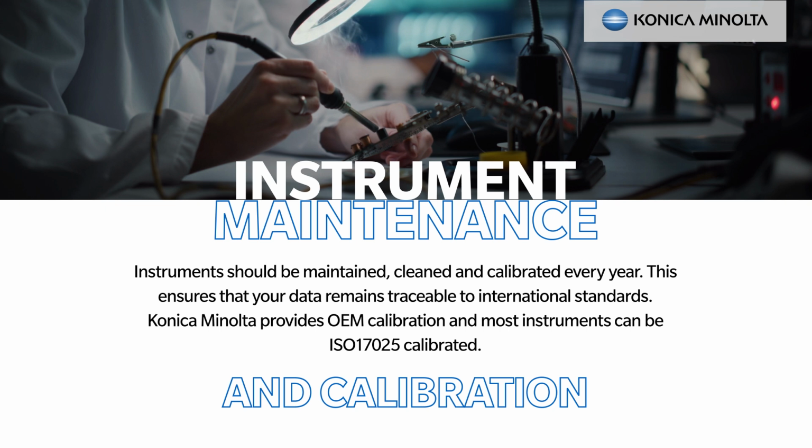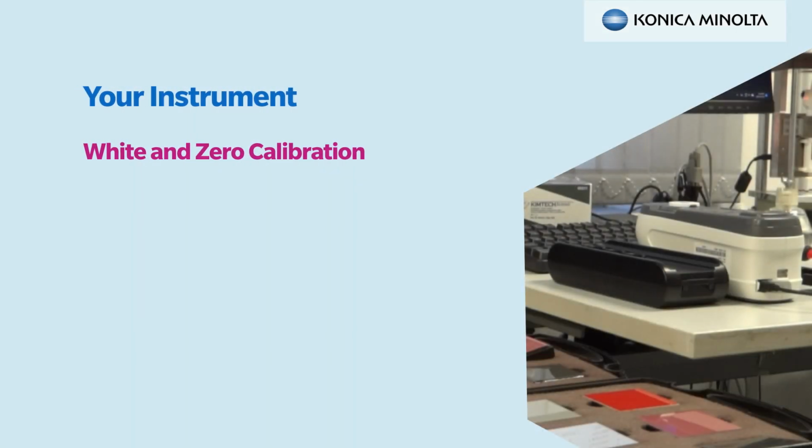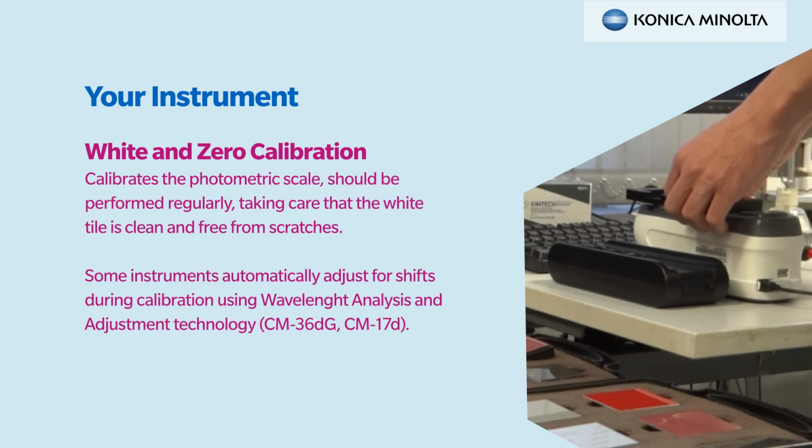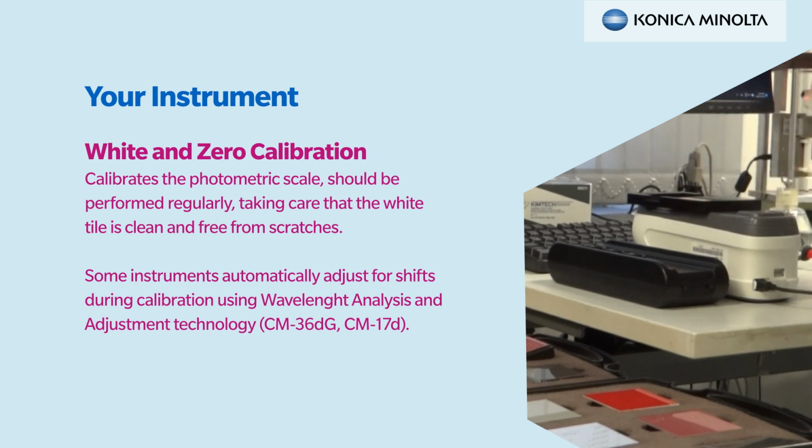Calibration schedule and certificates should be part of your ongoing process to check and share with customers or suppliers. You should ensure that white and zero calibration are performed regularly. This calibrates the photometric scale. It should be noted that this is not the same as manufacturer calibration, which inspects performance against all wavelengths, using a set of traceable master standards specific to that instrument model, and provides the continued traceability for your instrument.